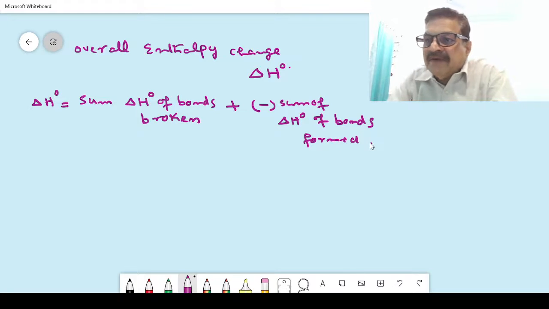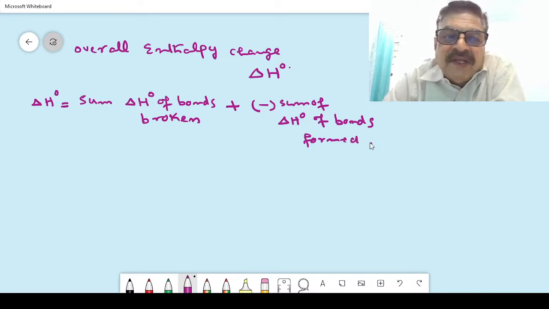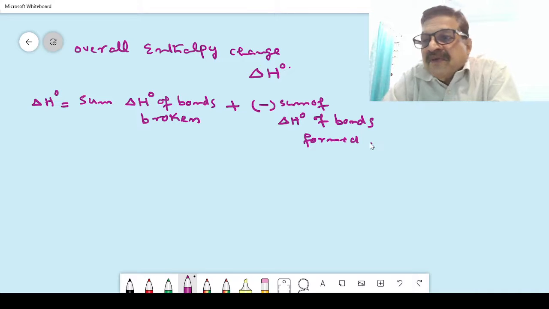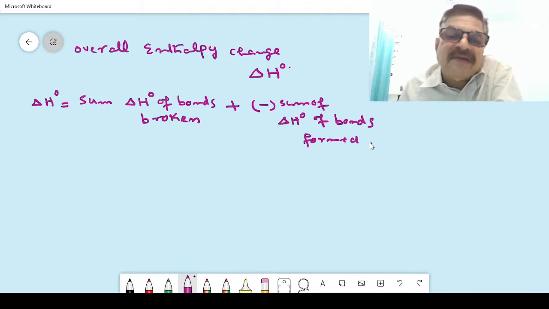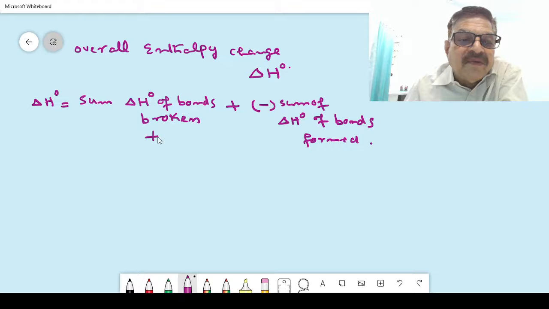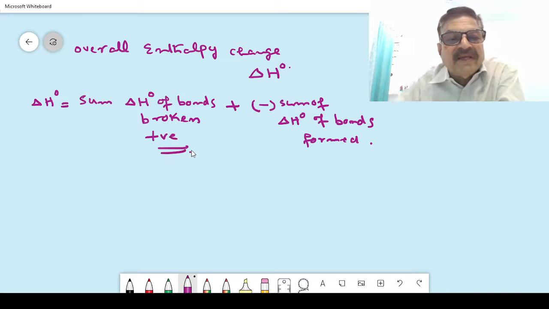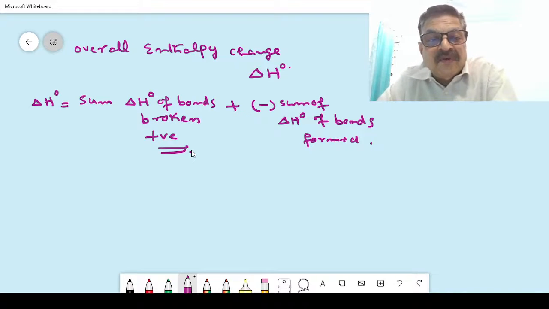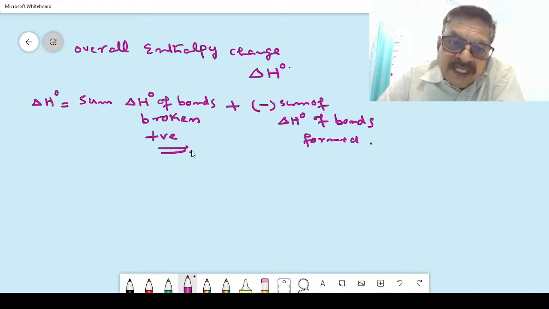Correct. Simple equation. So it is always a positive value here. Delta H of bonds broken is always positive because energy is needed. Delta H of bonds broken means that energy is needed to break the bonds.